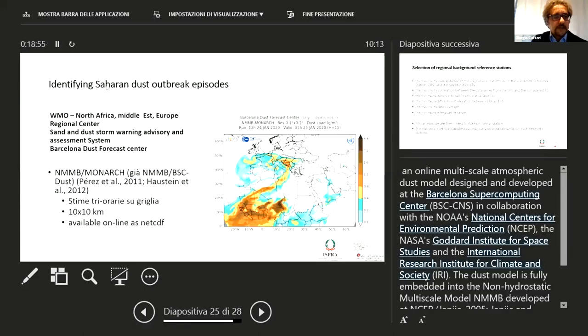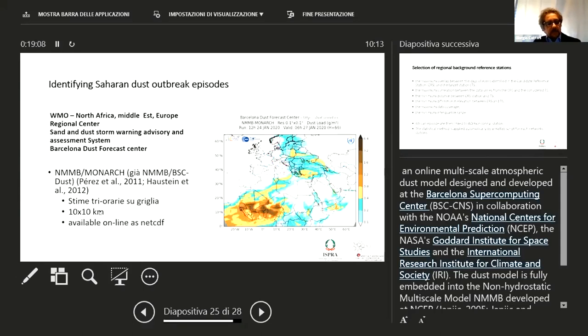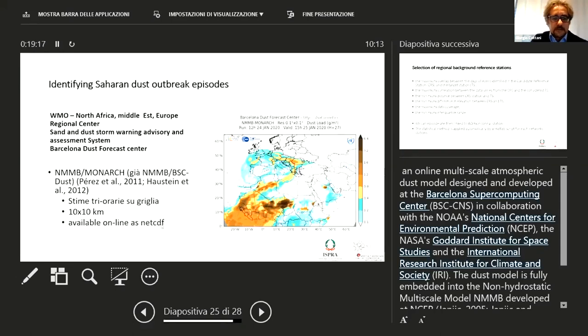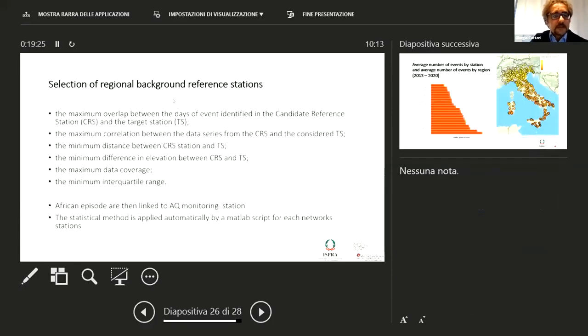We start by identifying the Saharan dust outbreaks using the model developed by the Barcelona Supercomputing Center that is available online and gives us a 3-hour estimate daily at 10 by 10 kilometers, available as NetCDF that can be downloaded. We identify these Saharan dust outbreaks, and then we select some regional background reference stations in order to calculate the contribution with a statistical method found in literature. Then we link the African episodes that we have found with the model to the air quality monitoring stations. The statistical method is applied automatically by a MATLAB script for each network station.